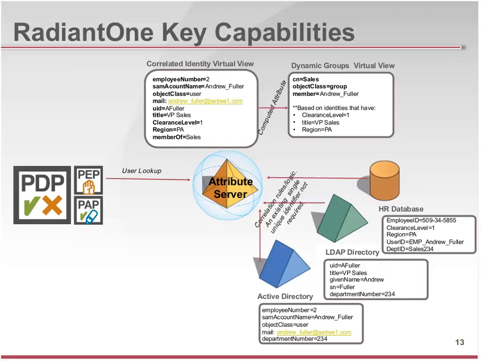So not only do we have a composite profile that you see in the upper left-hand corner, but we also have the ability to create dynamic groups based on attribute values. So we can combine, for example, clearance level, title, and region, and come up with groups that are predefined based on unique values in that combination of attributes. And now we can search for the user and see what groups that user is part of, or we can search at the group and see what members are part of that group.